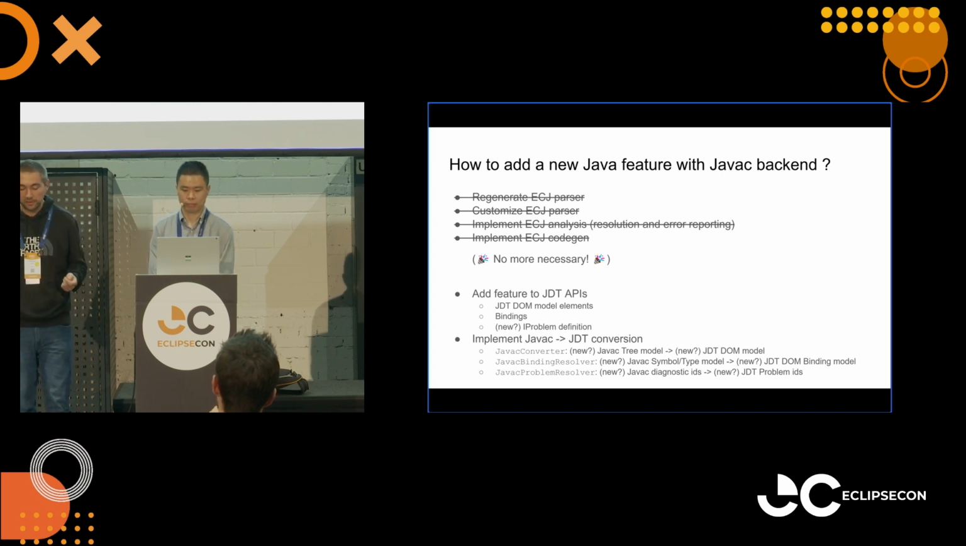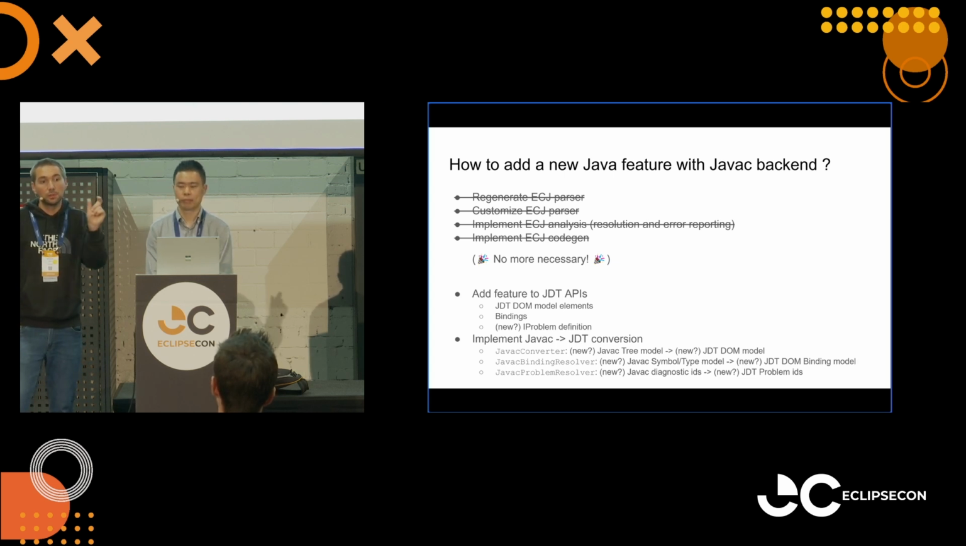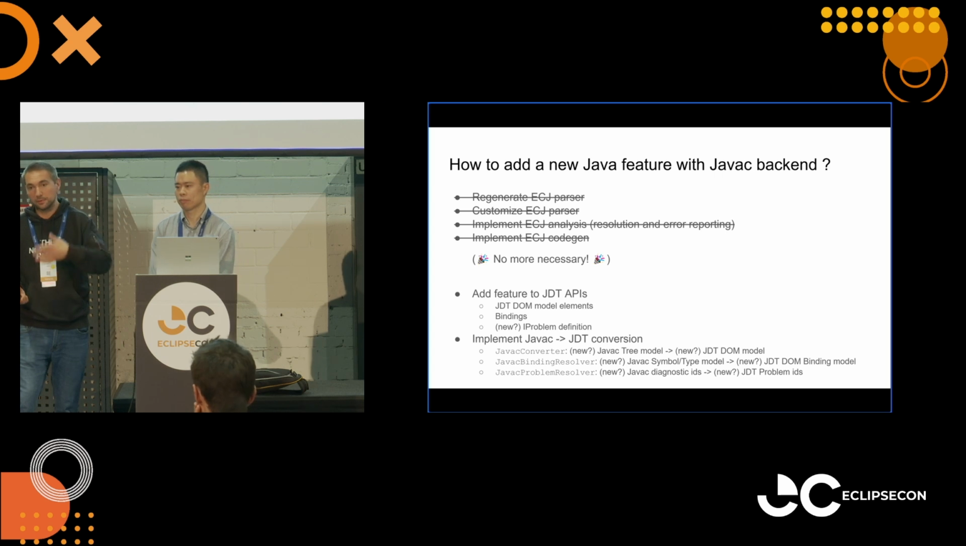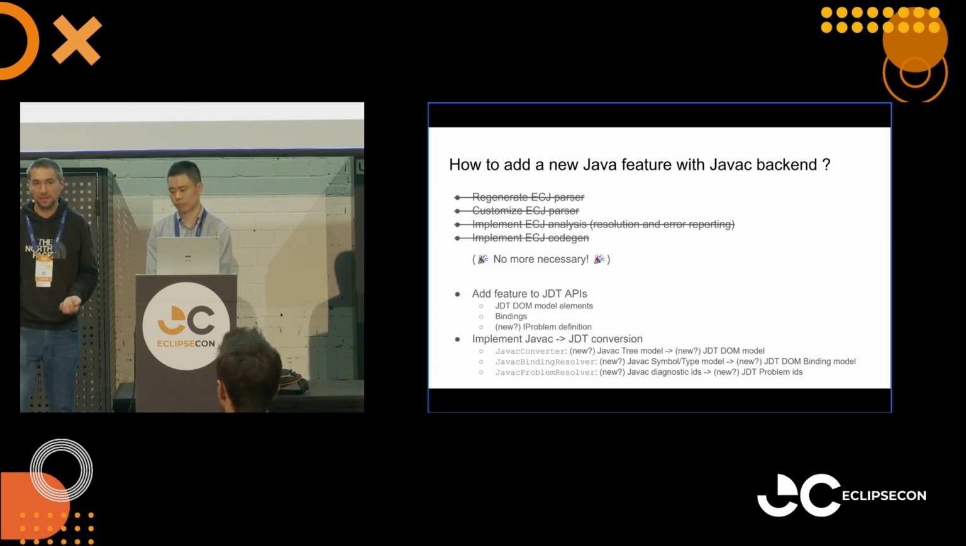To adopt a new Java feature, what you will do is only map the new Java compiler elements to the matching JDT core DOM elements. You just have to map things. In some cases you have to define new model elements, new problem IDs in JDT. That is still necessary, but you don't need the compiler to do that. And then you have to implement the various conversions of the DOM, the symbols, the problems, and so on. So it's way less work, and it's only integration work. It's not so much compiler work.